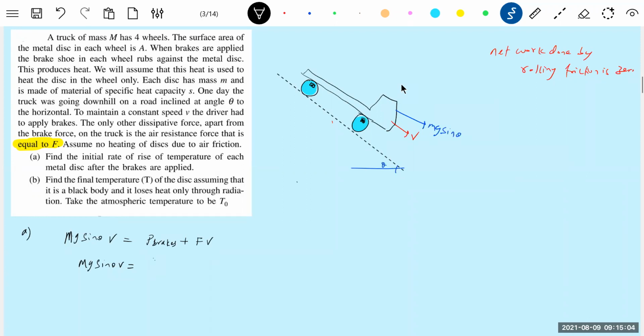Power lost means altogether 4 wheels will be there, so 4 into the mass of each wheel, with the specific heat capacity given as S, then dT by dt. Find the initial rate of rise of temperature. Small m it should be. Why 4? 4 wheels are there. So we have to just solve now.